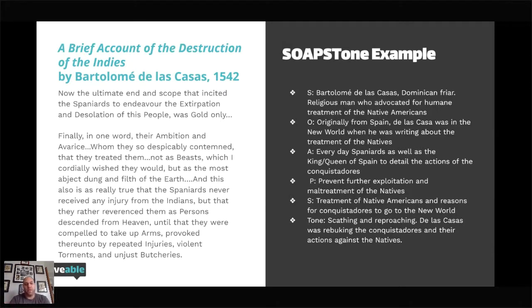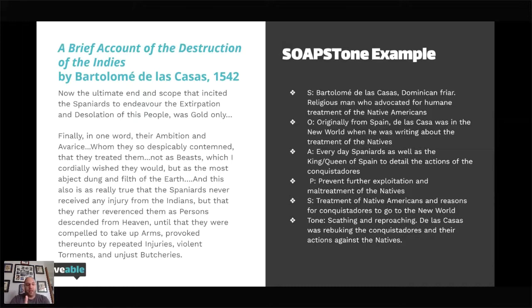We know that dung is referring to excrement, poop, right? We know that filth refers to trash, okay? We know that when he talks about persons descended from heaven, he's referring to children of God, right? Because that's the belief of major religions, that we are all the children of the creator, of God, okay? We don't have to understand all parts of the document, right? Especially during a DBQ on the AP exam, you don't have time to do that. But you can pick out the parts that you know and piece it together to understand.